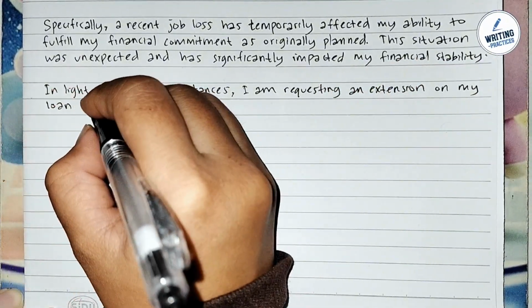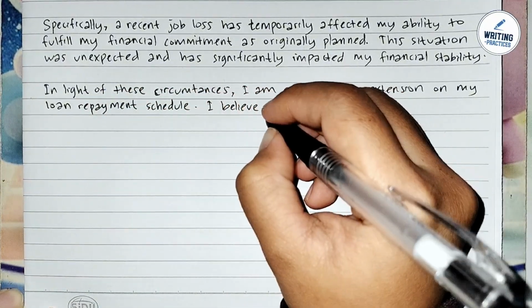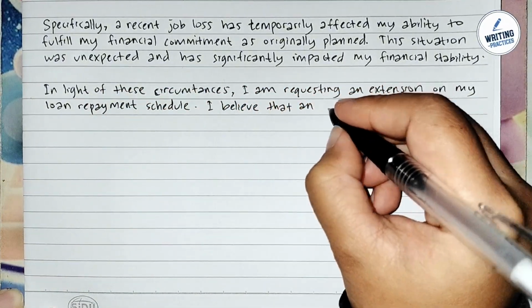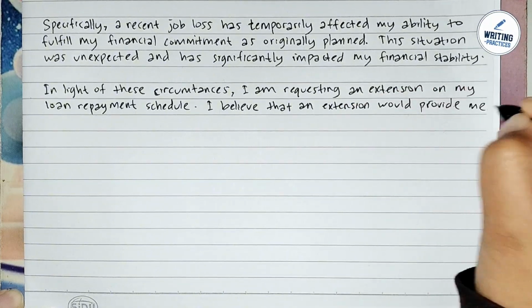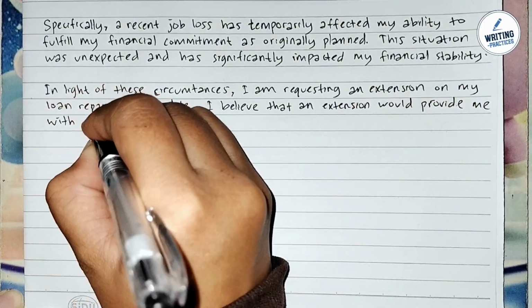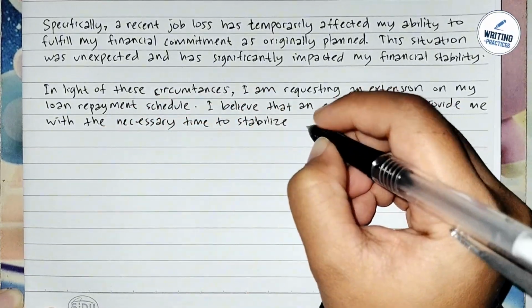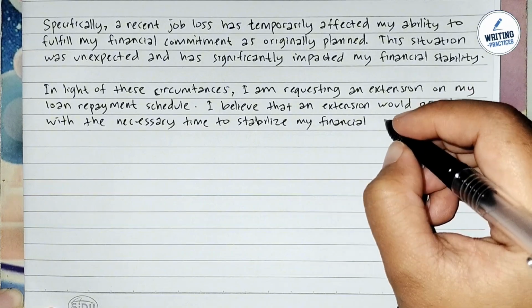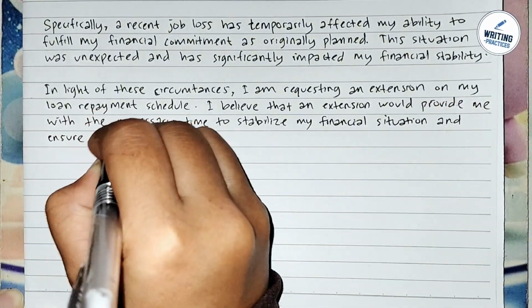It should be specifying the desired extension period. For example, "In light of these circumstances, I am requesting an extension on my loan repayment schedule." For the next, write the justification. It means you need to write a rationale for why the extension will help the borrower meet their obligations. If you completely have no idea what to write, you may simply copy this.